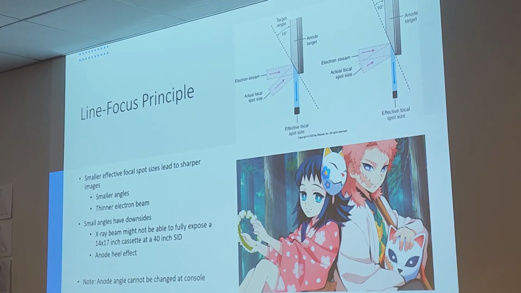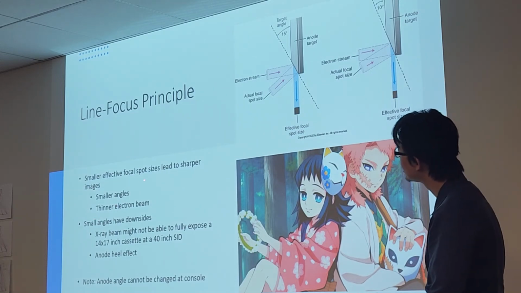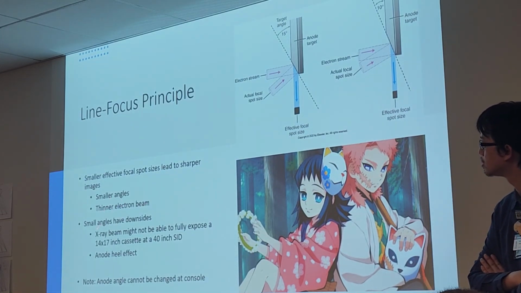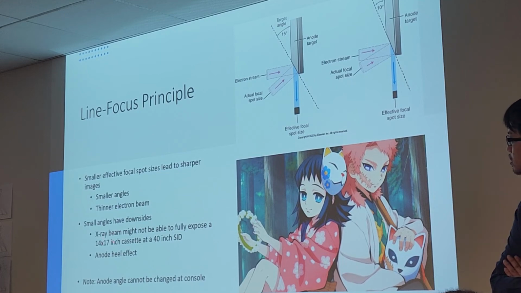Have you seen a magnifying glass before? Have you ever put a light through a magnifying glass? So a smaller effective focal spot size leads to sharper images, like we said. So smaller angles, better electron beam. Small angles have downsides. The X-ray beam might not be able to fully expose a 14 by 17 inch cassette at a 40 inch SID. There's also the anode-heel effect, and the anode angle cannot be changed at the console. We have no control over this. That's just how the machine is built.